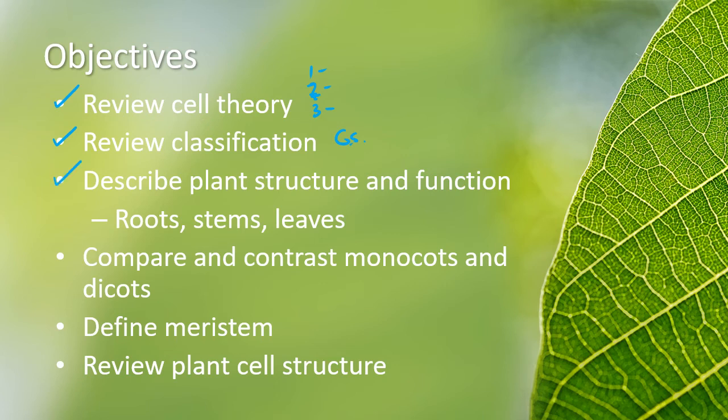We described plant structure and function. Roots are about anchorage, but sometimes other stuff. Stems are for support, but also sometimes other stuff. Leaves are for photosynthesis. Most of the time, there are exceptions. We compared and contrasted monocots and dicots. Monocots have 1 cotyledon, dicots have 2.